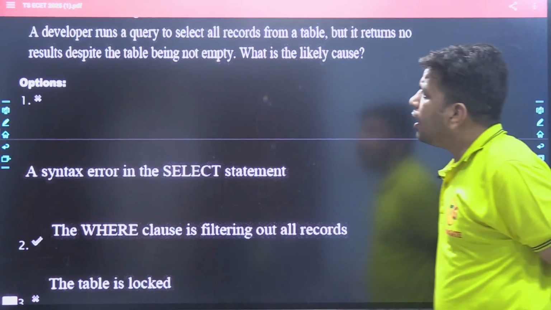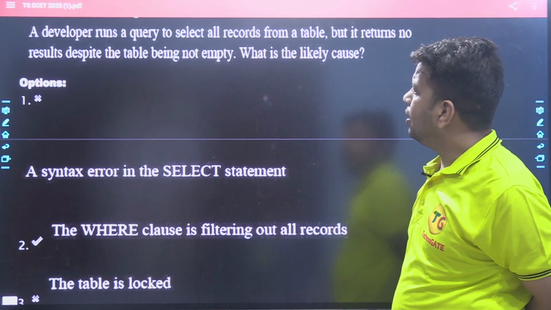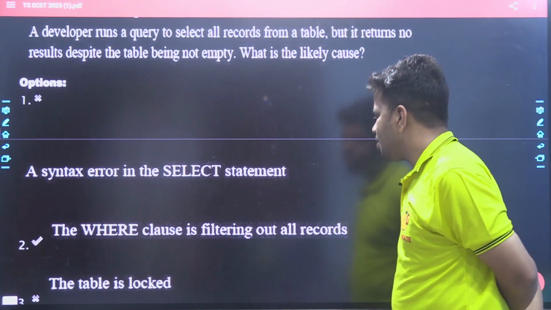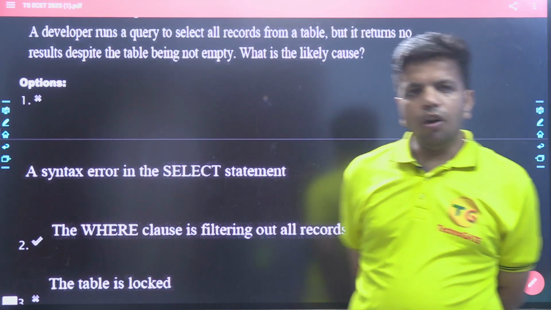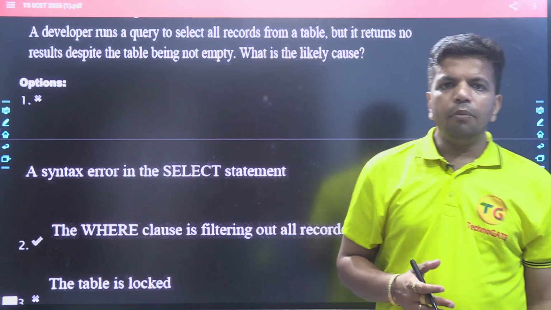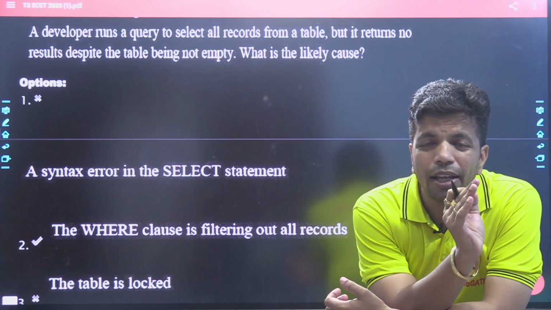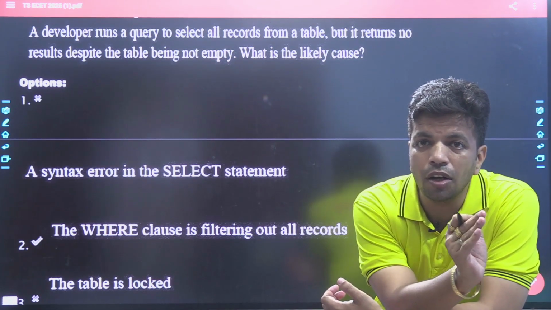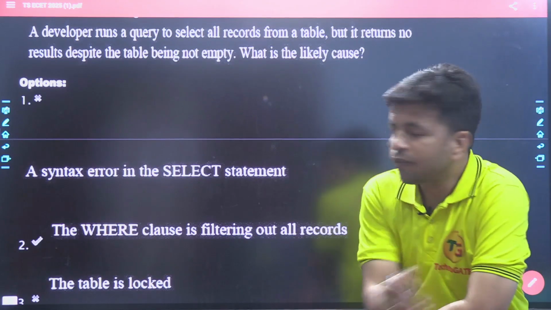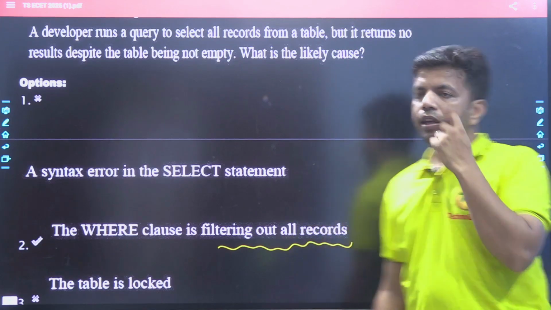A developer runs a query to select all records from a table, but it returned no result, despite the table being non-empty. What is the likely cause? See, the developer runs a query to select all the records from the table, but it returned no result. Why? It might be possible the developer uses a where clause and the condition is like that, it is not going to select anything. So the where clause is filtering out all records.